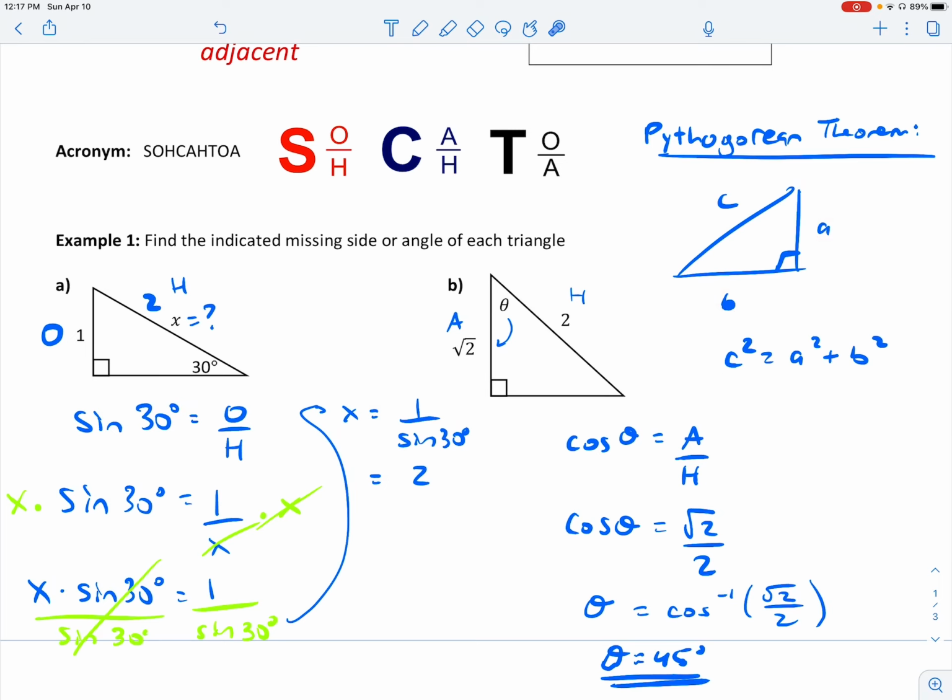So if you're ever given a question where you've got two side lengths and you need a third, well, you can go ahead and just use Pythagorean theorem. You could probably also use a trig ratio as well, but that is there for you in case you need it.